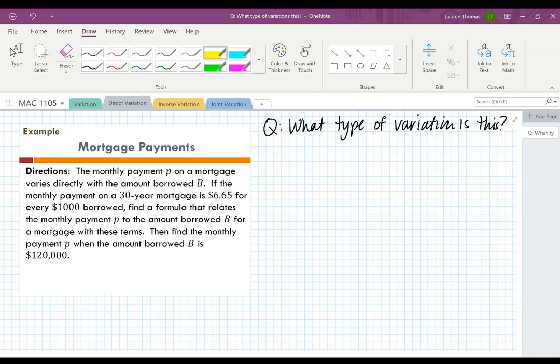As we look at our problem, the important thing to know is that it's not going to be a guessing game. They're going to have to tell you what type of variation you have. So if you look right here, it says that we have direct variation. It tells us that our two variables vary directly with each other. So we can go ahead and answer that question. We have direct variation.